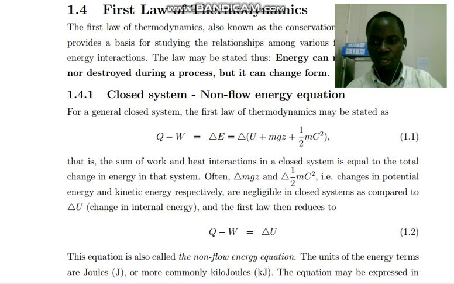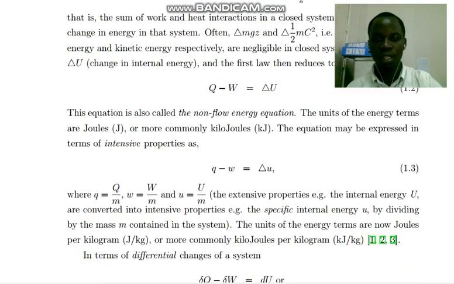Often, the changes in potential and kinetic energy are negligible in closed systems as compared to the change in internal energy, and the first law then reduces as shown in equation 1.2, where heat minus work is equal to the change in internal energy. This equation is also called the non-flow energy equation. The units of the energy terms are joules, or more commonly kilojoules.